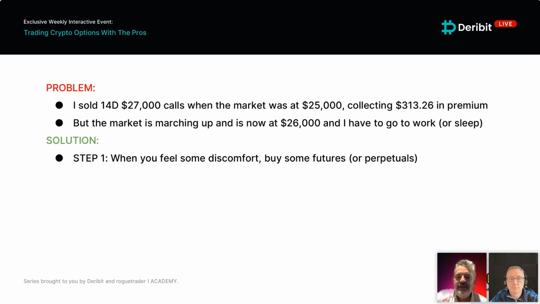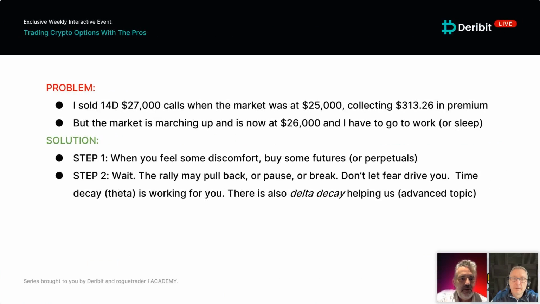So there's that feeling associated with this stage. As soon as you feel that fear, that discomfort, buy some futures or perpetuals. It just takes the edge off, right? Having bought some futures, you have mitigated some of the risk. Yes, you've kind of locked in some impermanent loss, but don't worry about that for a minute. You've taken some action, and what you now need to do is wait and sit back and just assess.